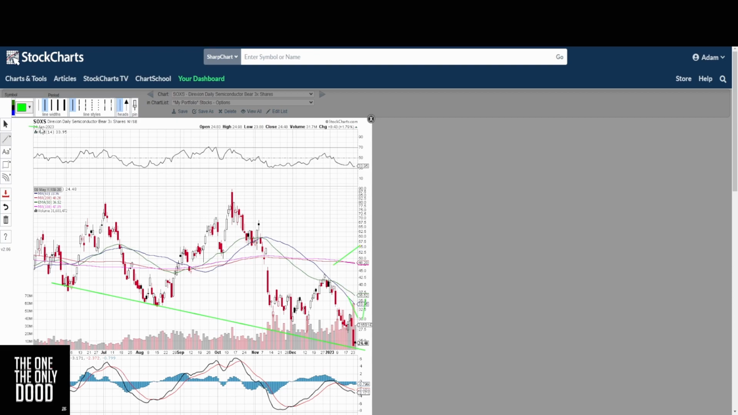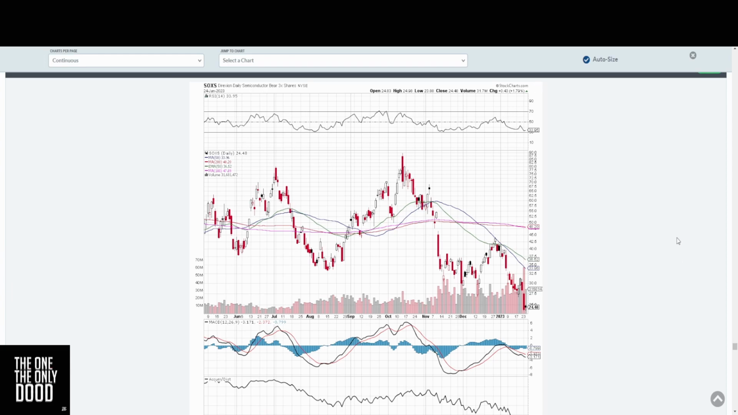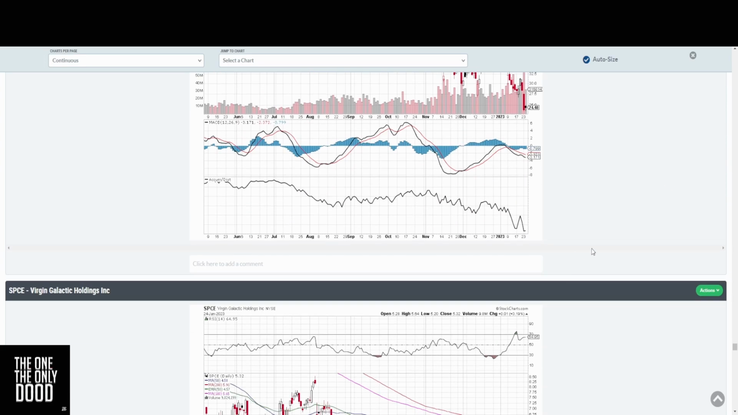But SOXS is gonna go up tomorrow. You guys are gonna make money on this one. I guarantee it. That's a good trade idea. Yeah, this one is good.